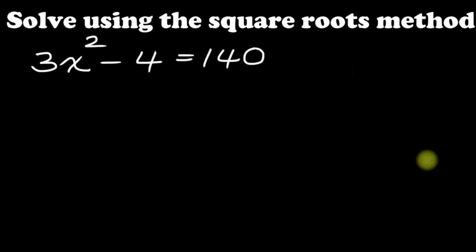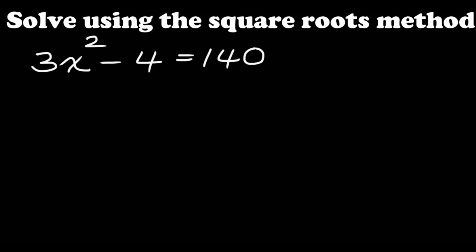Okay, so let's take a look at another one. Solve this by using the square roots method. So we're going to solve this by taking the square root. Notice there's no bx term, so we can do it. See how you have the x squared term, and then the 4 is the constant, and then the 140 is also the constant. So no bx term, and yes, you can do this. You can solve this by taking the square root.